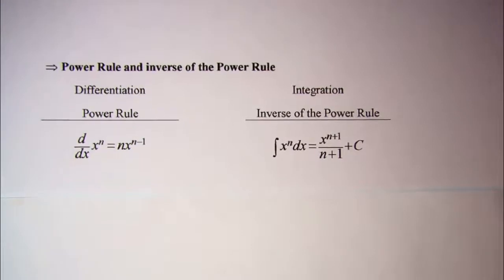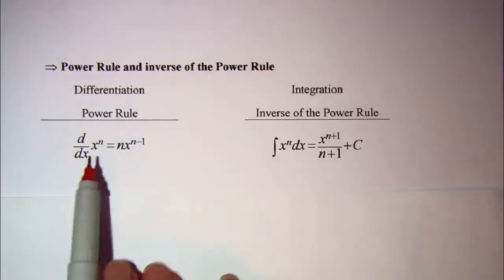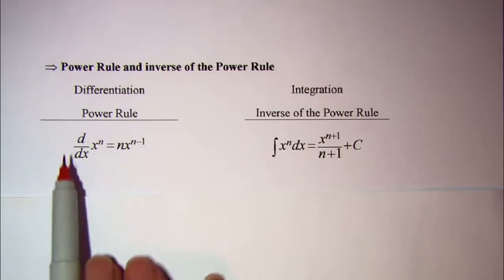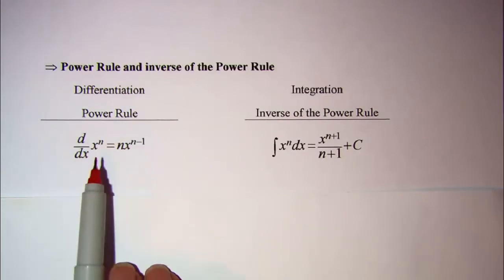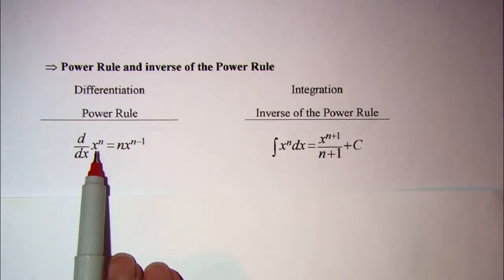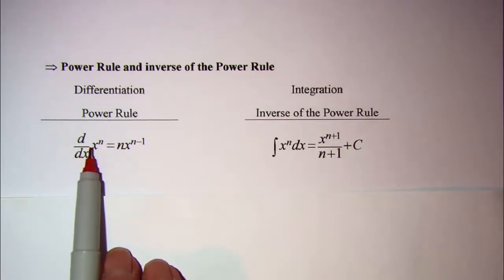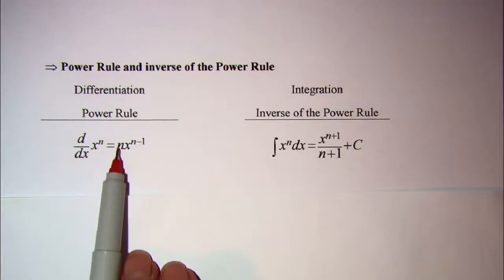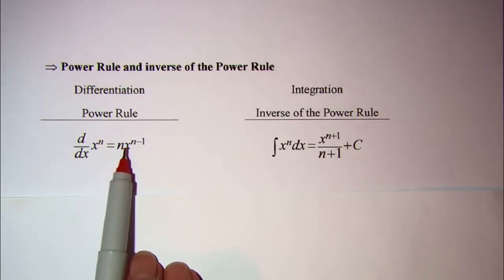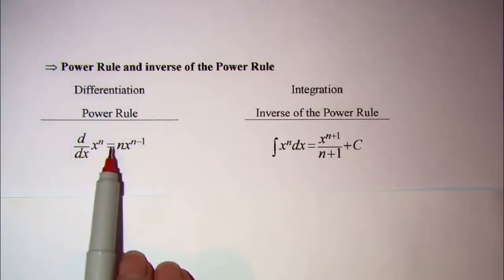So let's look at our power rule and then the inverse of the power rule. This is the power rule that we've been using up to this point. Whenever we have x raised to a power, to differentiate that, we multiply by the exponent, so that comes out front here, and then we multiply that by x raised to the power decreased by 1.